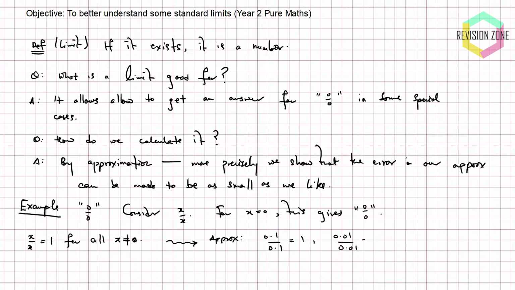It's 1. Let's have an even better approximation, which is 0.001 over 0.001. And what's the answer to that? Again, that's 1, because we can explicitly do that calculation. And the point is, we can keep on repeating this, and the answer is always going to be 1, regardless of how small a number we take.